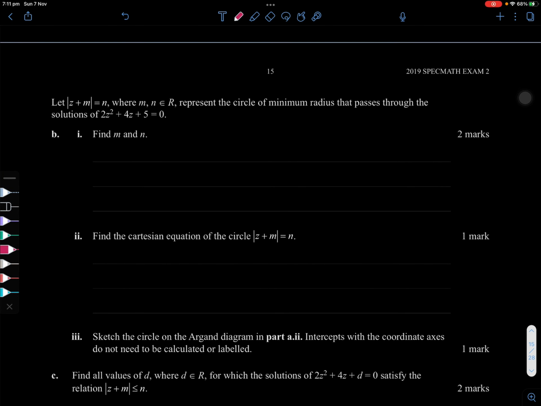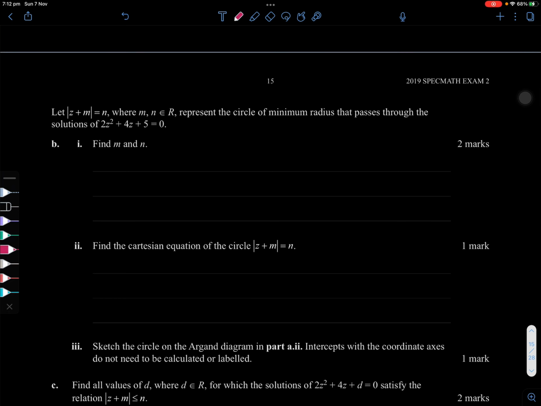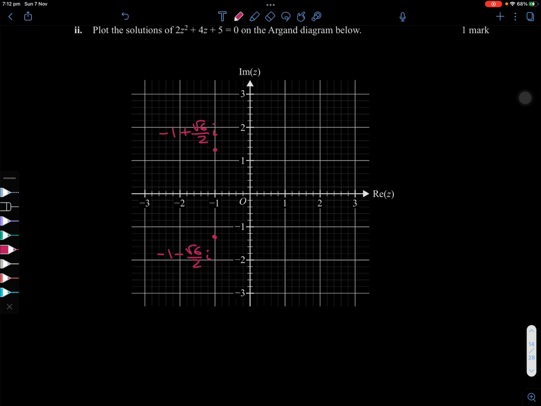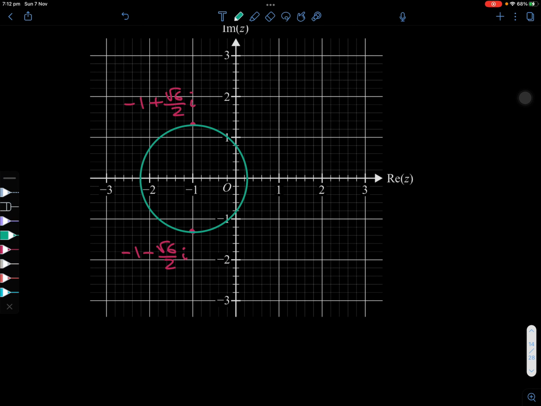Let the absolute value of z plus m equal n, where m and n are real numbers, represent the circle of minimum radius that passes through the solutions of that. Find m and n. Okay, so on first glance, this might seem a little bit confusing, but going back up here, let's visualize what the circle would look like. It would look something like that, and the middle would be at negative 1, 0.